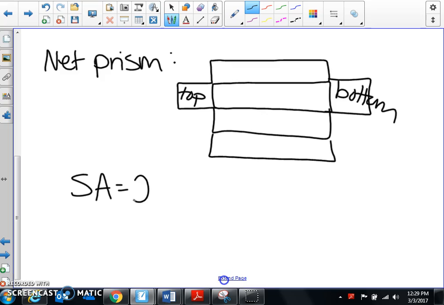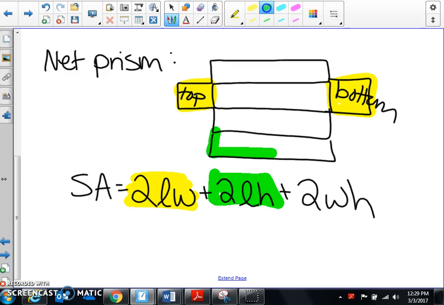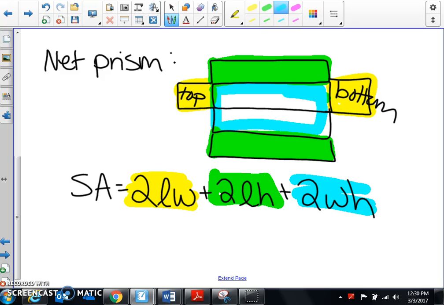Okay, so if we look at the surface area formula, let me write it down exactly as we see it on our sheet. 2 times length times width plus 2 times length times height plus 2 times width times height. So essentially, this first part, the 2 times length times width, would be this and that. The 2 times length times height would be this one and this one. And then this last part would be both of these pieces. So if you break down the formula, that's what you're doing.